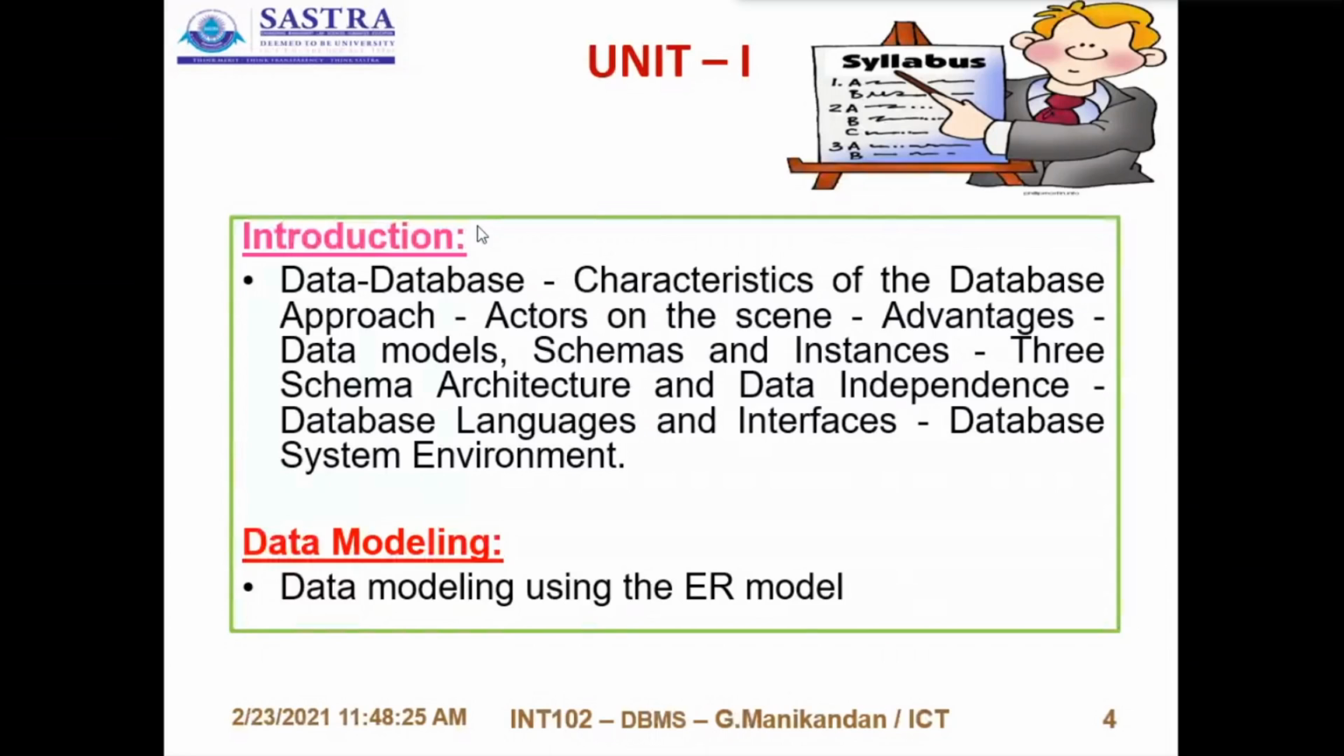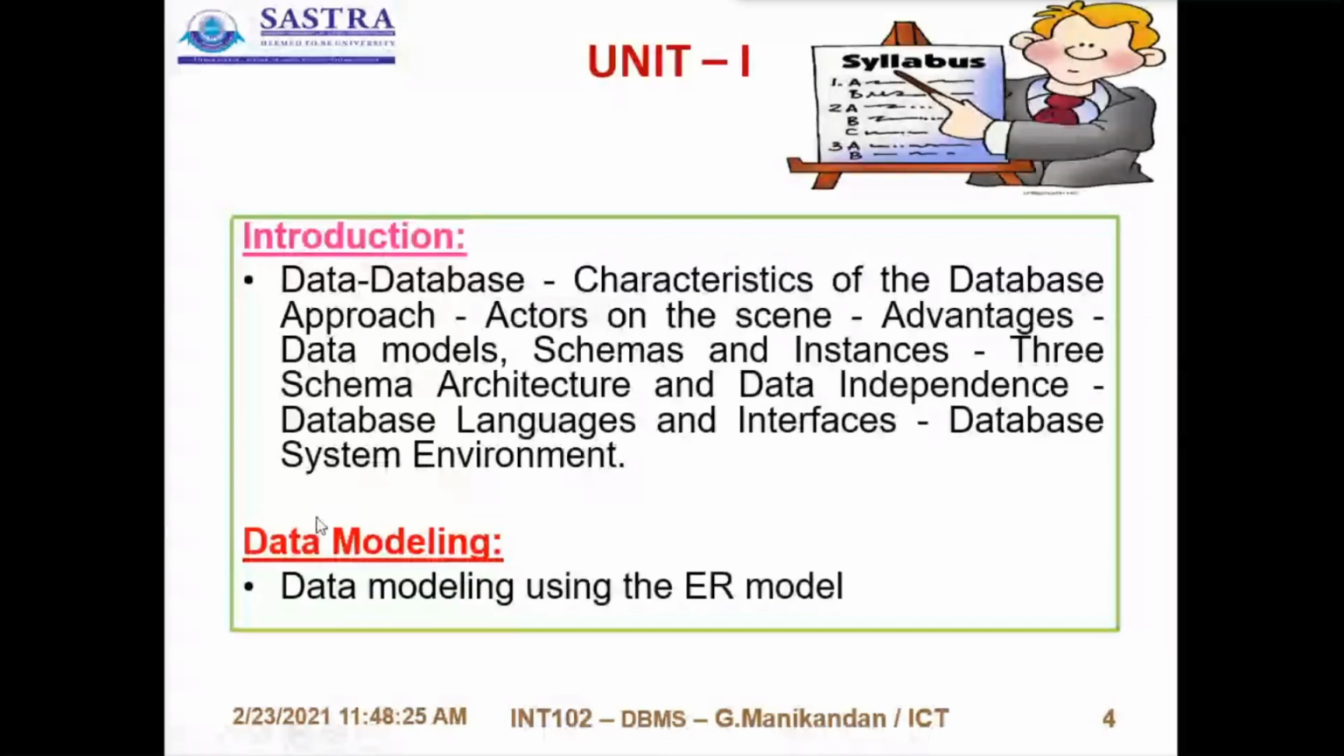What are the interfaces? Each and every database management system provides a variety of interfaces to the users. For creating a database, what are the various languages you can use? And a database management system contains various components. What is the role of each and every component? That is the last topic. Okay, so database system environment: what are the various modules that are available in a database system environment?